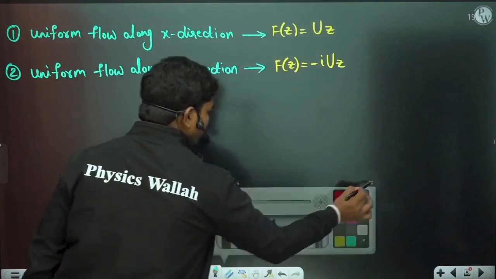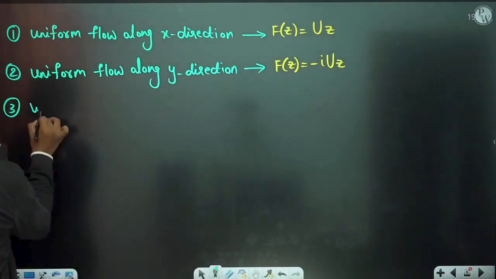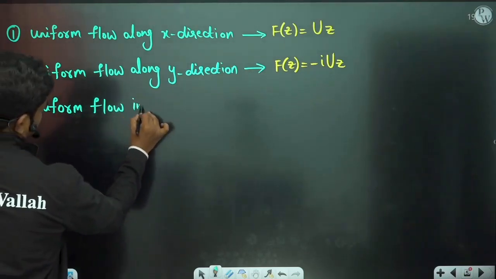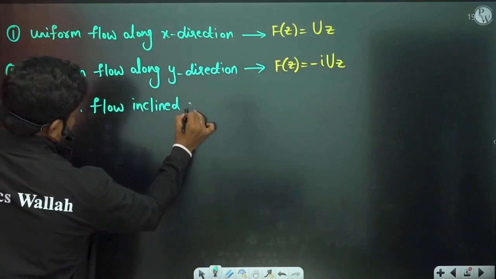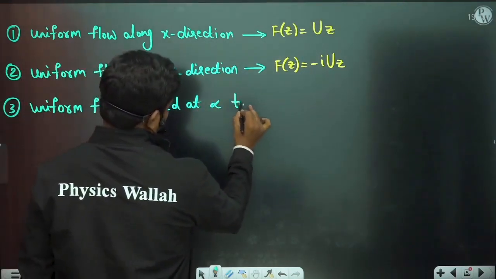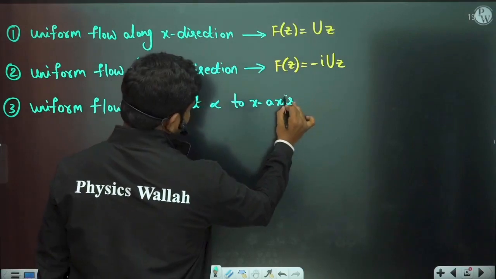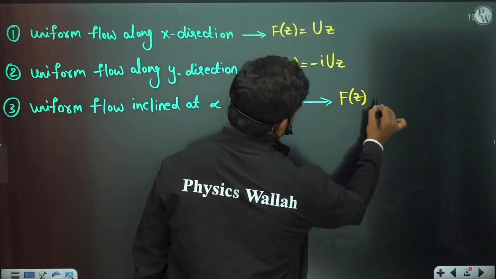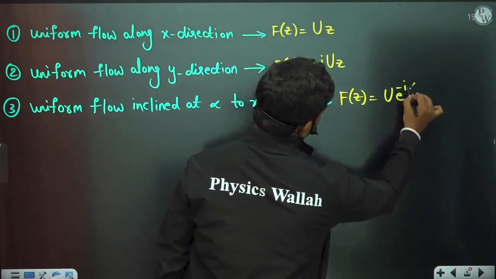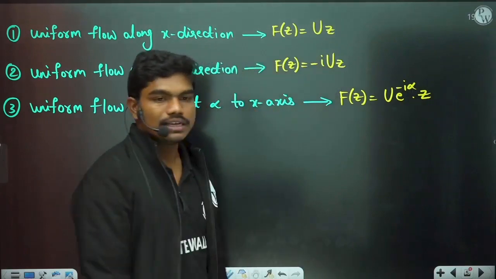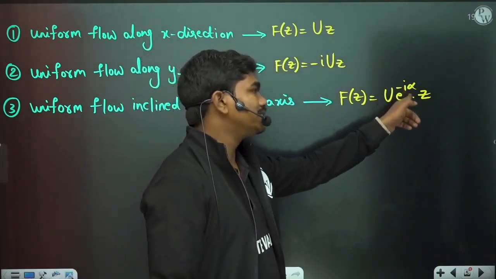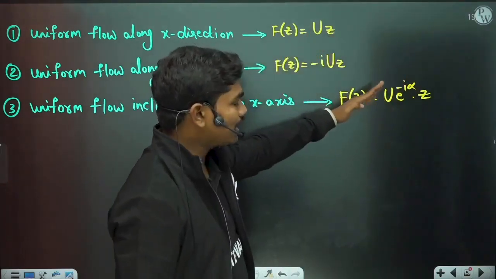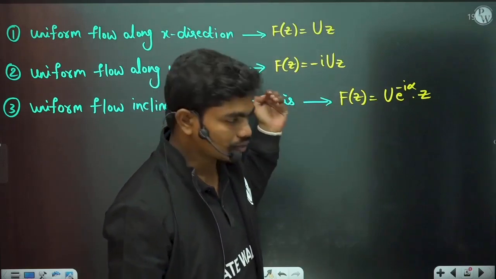Okay, and also we have seen uniform flow inclined at alpha to x axis. This gives you f of z is equal to u times e power minus i alpha times z. Correct? So this is what you have. When you put alpha equal to 0, this value is 0, so i into 0 is 0, e power 0 is 1. This becomes uz, because whenever the alpha angle is 0, the flow becomes parallel to x axis, so flow along the x direction.